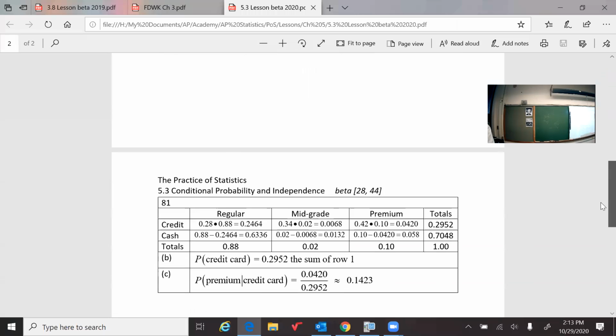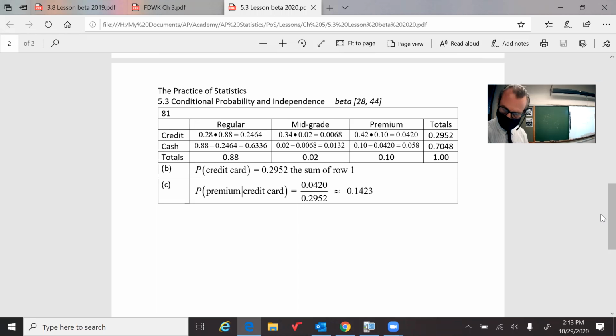Okay, back to 81. It would look like this. For 81, they tell you, ready? The sums of the columns. Now, if you wrote them as rows, they're telling you that 88% of the customers buy regular gas, 2% buy mid-grade, 10% buy premium. That's given. So you put that as the sum of your column, or if you wrote them as rows, that's where you put the sum. Then what?